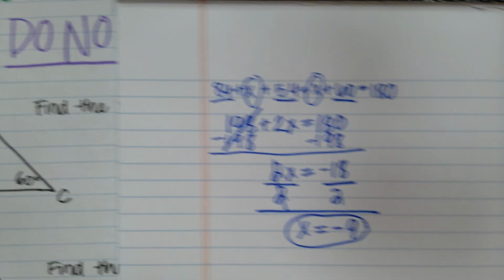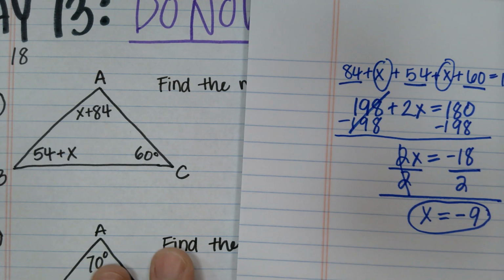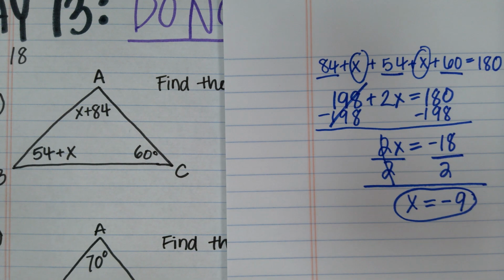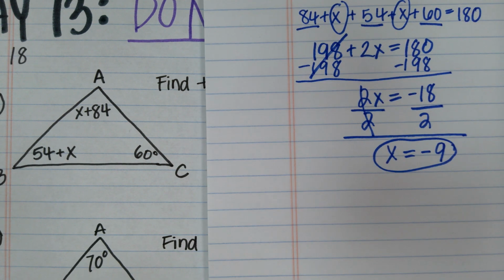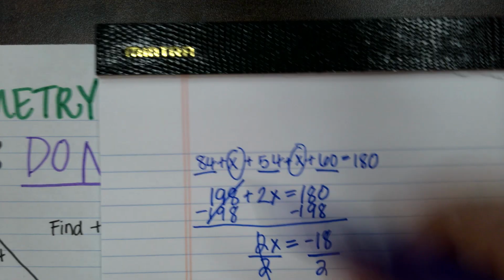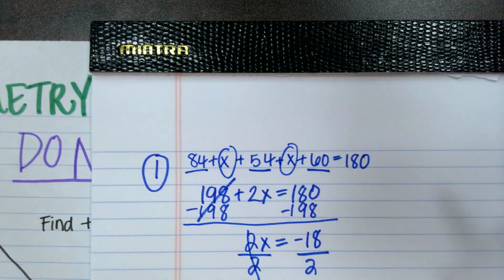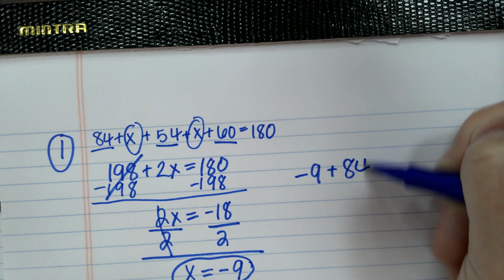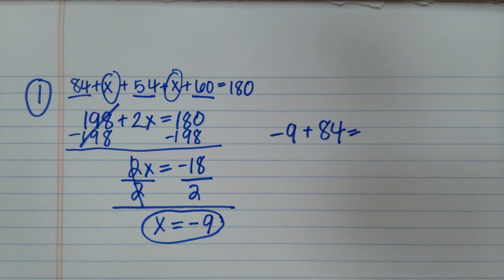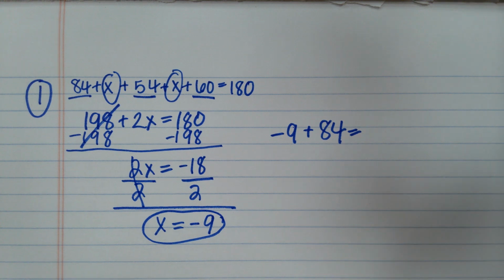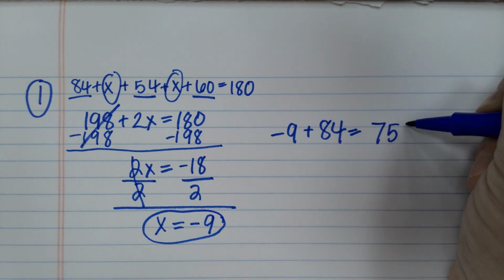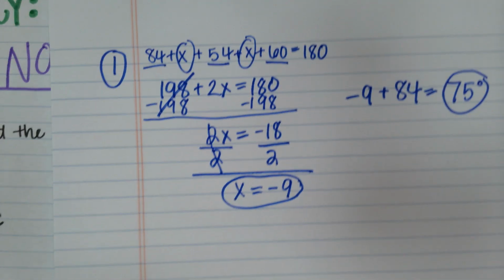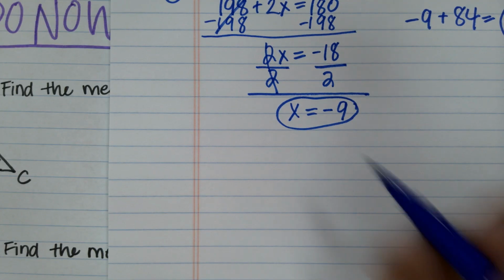Now, how are you going to use that to find the measure of angle A? You replace the X in X plus 84 with negative 9. Perfect. So we did negative 9 plus 84. And what'd you get for your angle measure? 75. Perfect. So angle A was 75 degrees. Good job, Ella.